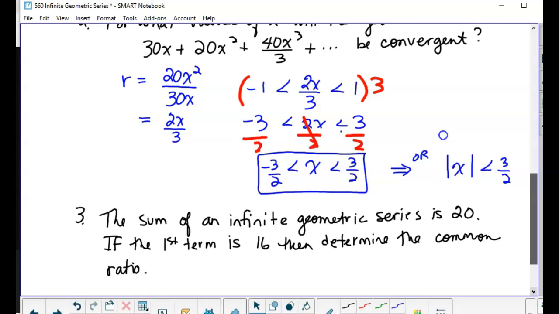So copy down this next question. Now we're kind of working backwards. We're told what the sum of an infinite geometric series is. We're told what the first term is. So you just have to solve for the common ratio.